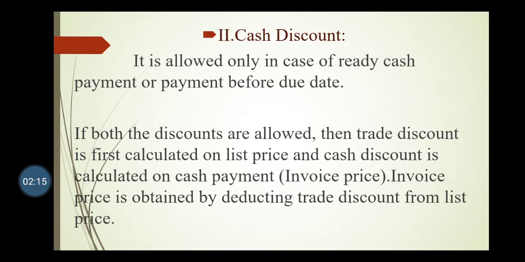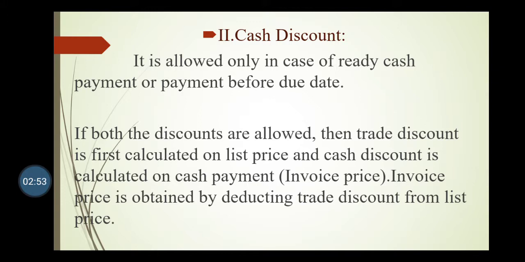Students, we have seen two types of discount. First one is trade discount and second one is cash discount. Suppose we are purchasing a mobile and the marked price of the mobile is 9,000. So first the shopkeeper allows us a trade discount of suppose 2% or 3%. Then when we deduct this 3% from 9,000, we will get the invoice price.